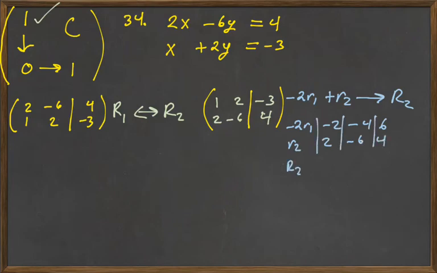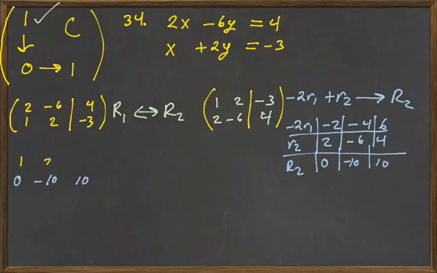We'll go ahead and add and get 0, negative 10, and positive 10. So that is our new row 2, 0, negative 10, positive 10. And then the top row was used, but it was not replaced.